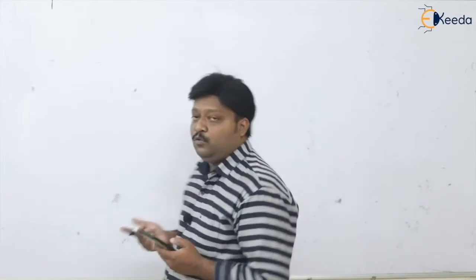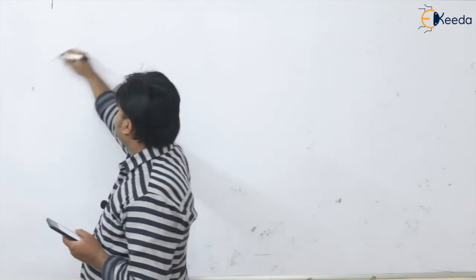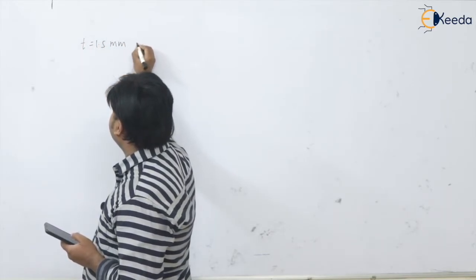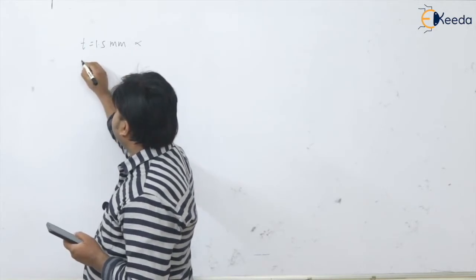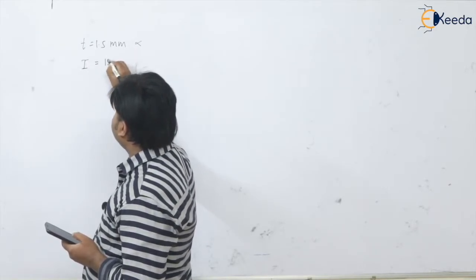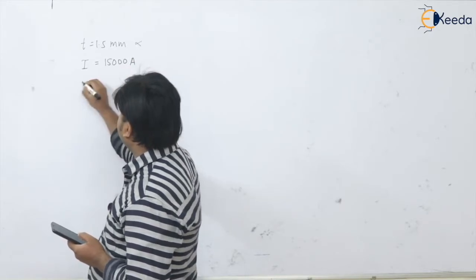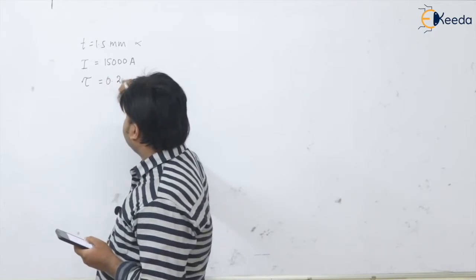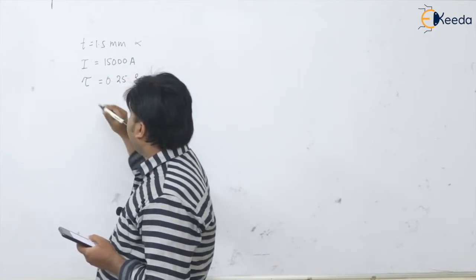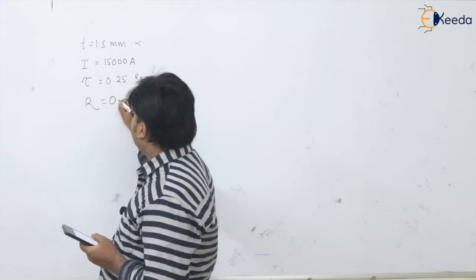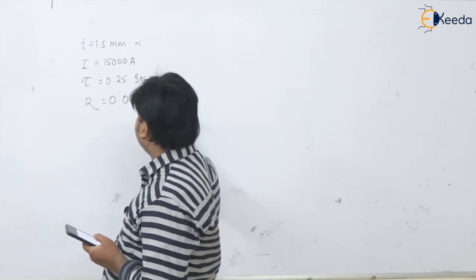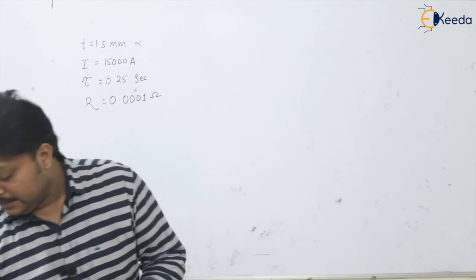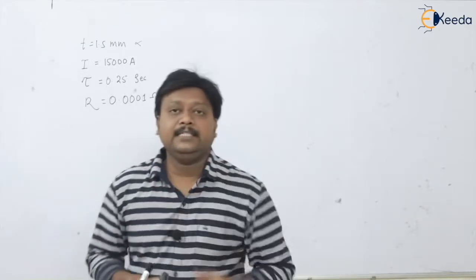So this is of course the resistance spot welding where the plate thickness is 1.5 mm, but this is not useful for us. Okay, the current is given as 15,000 ampere and it is passing through the circuit for how much time? 0.25 seconds. This is very important for us. And the resistance is how much? 0.0001 ohm.